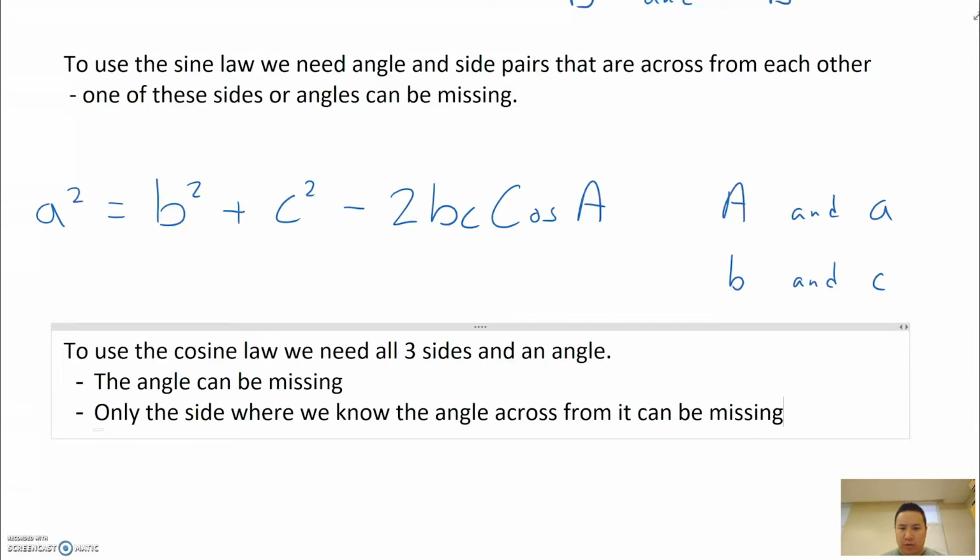So if we want to use the cosine law, and we know that in the cosine law equation I need three sides and an angle, if one of those sides is missing, it can only be the side that is across from the angle that we know. What I mean by that is if you take a look at the formula here, little a squared is equal to little b squared plus little c squared minus 2 little b little c cosine big A. See that big A there? That's the angle that we know, which means I can only use this equation to find the missing side if that missing side is little a. So let's take a look at a couple examples of triangles, and we'll see if you can figure out whether you should use the sine law or the cosine law.